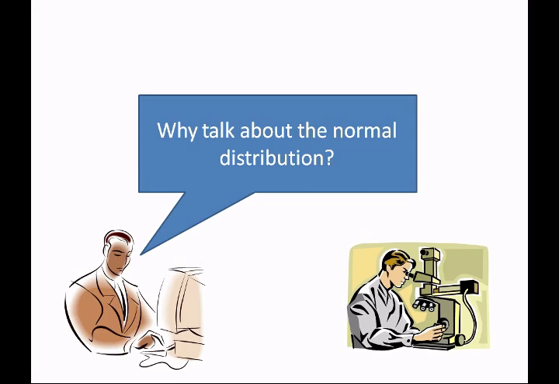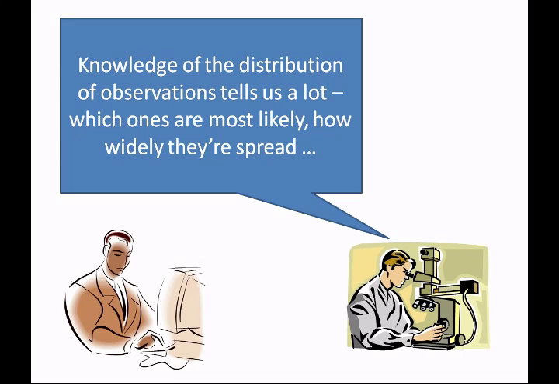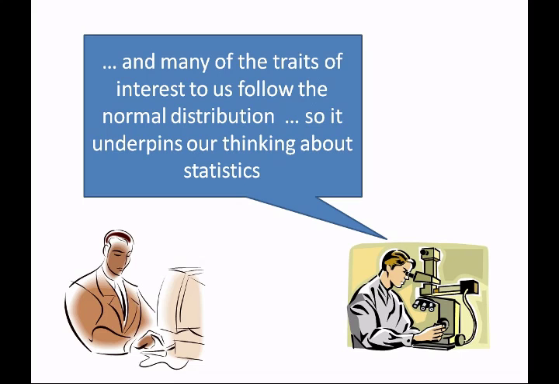So why do we talk about the normal distribution? Well, knowledge of the distribution of observations tells us a lot. Which ones are most likely and how widely they're spread. And many of the traits of interest to us follow a normal distribution, so actually it underpins our thinking about statistics.